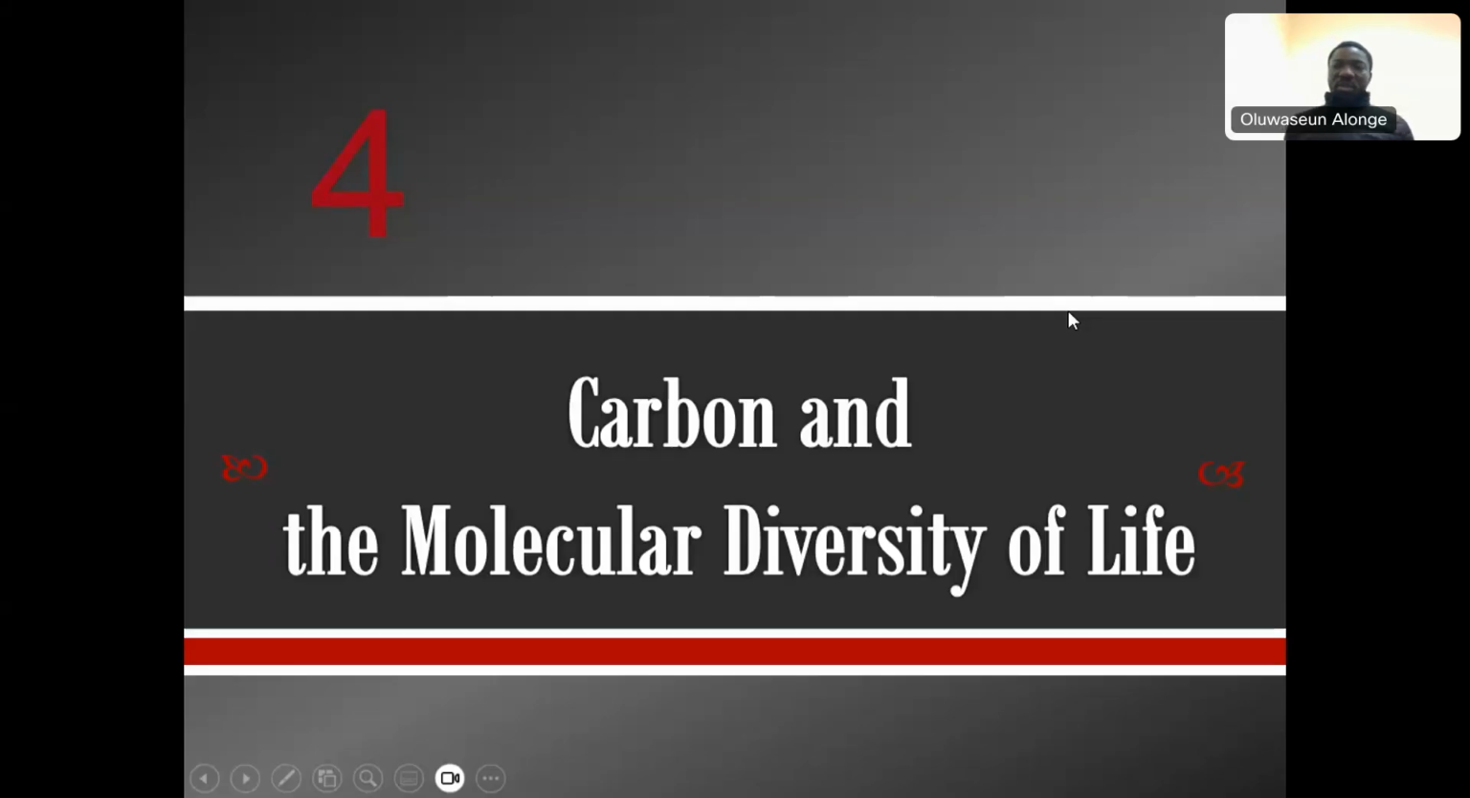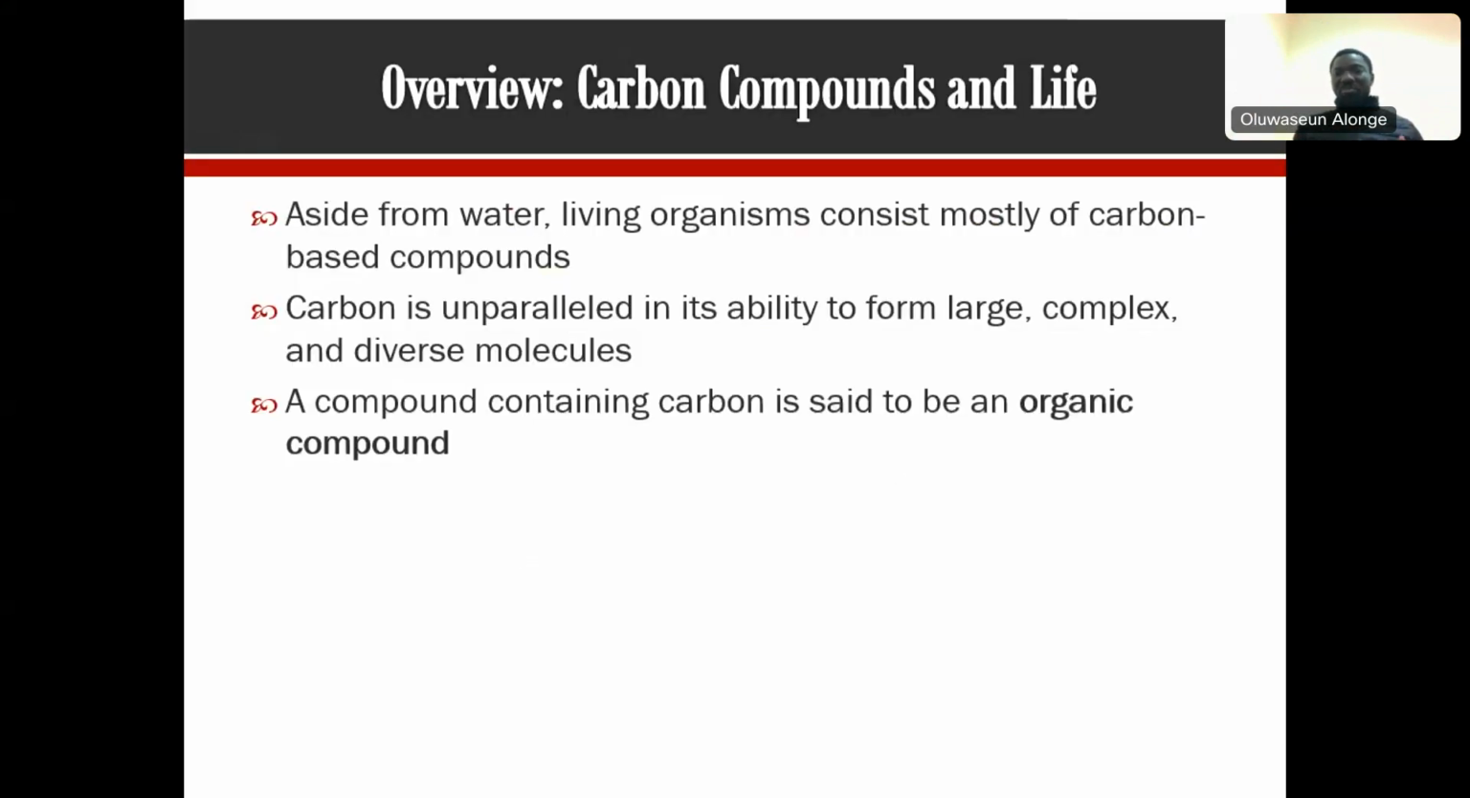In this chapter, I'll be looking at chapter 4, carbon and molecular diversity of life. So I'll be looking at the macromolecules: carbohydrates, protein, lipids, and nucleic acid. And if we look at all of these macromolecules, you realize that they are predominantly made of carbon. So aside from water molecule, carbon is the most predominant element that dominates other compounds that we are going to be talking about.